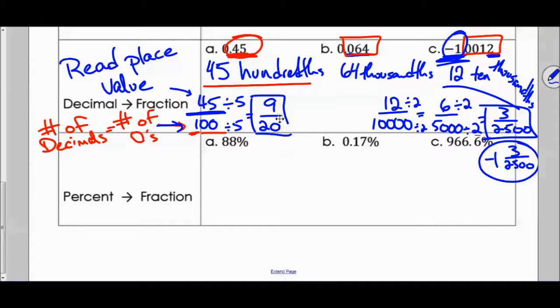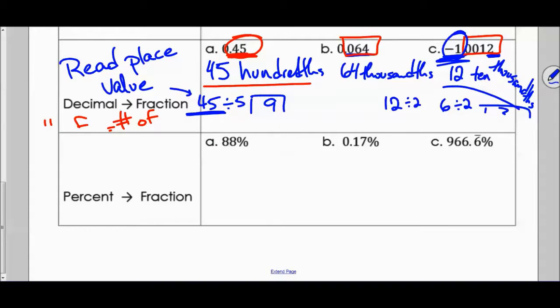The last conversion that we need to do is a percent to a fraction. This is going to be another one of those two-steppers. We have to get to a decimal first, and then we'll turn it into a fraction. So the first part of that, going from a percent to a decimal, we just divide by 100. We move the decimal place 2 places to the left.